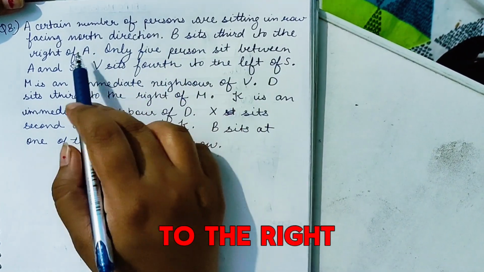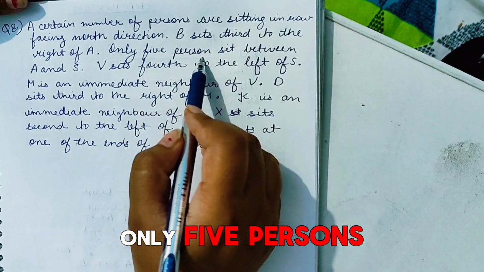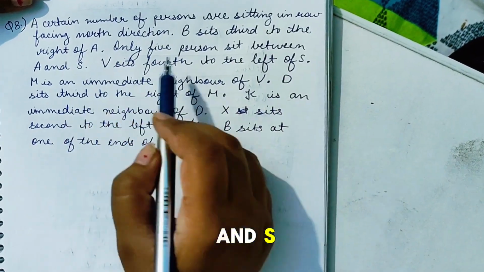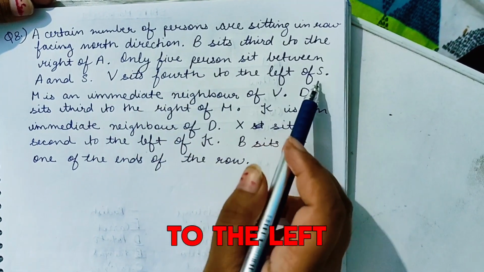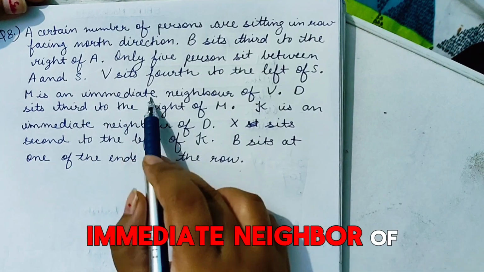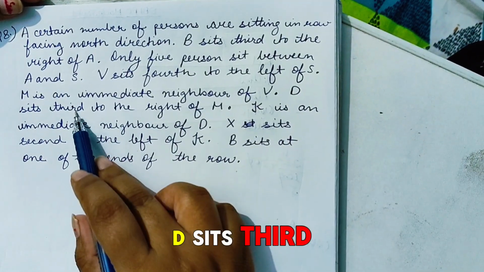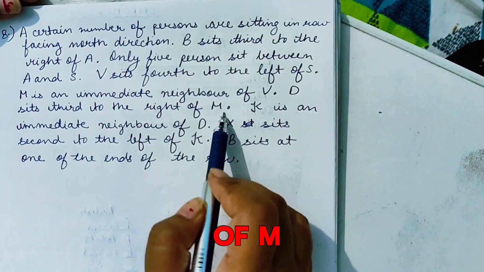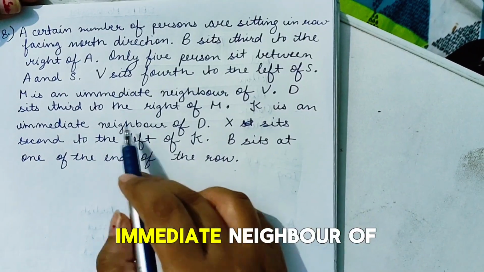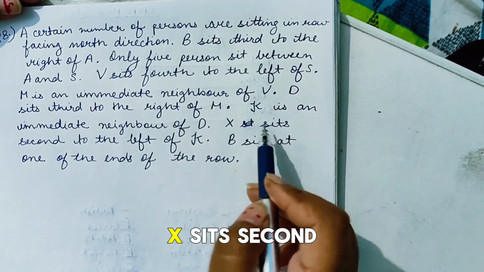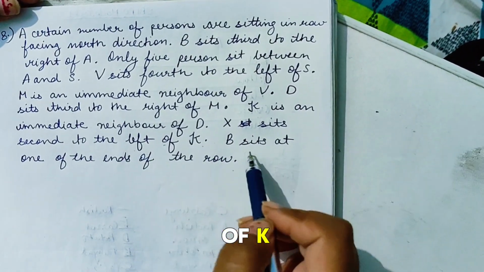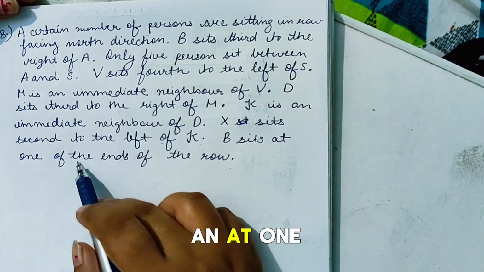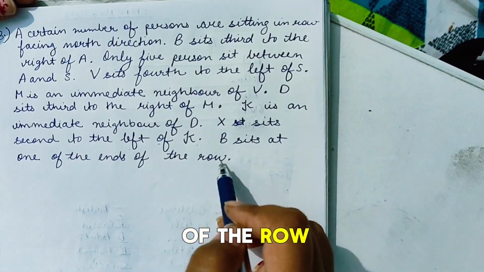B sits third to the right of A. Only 5 persons sit between A and S. V sits fourth to the left of S. M is an immediate neighbor of V. D sits third to the right of M. K is an immediate neighbor of D. X sits second to the left of K. B sits at one of the ends of the row.